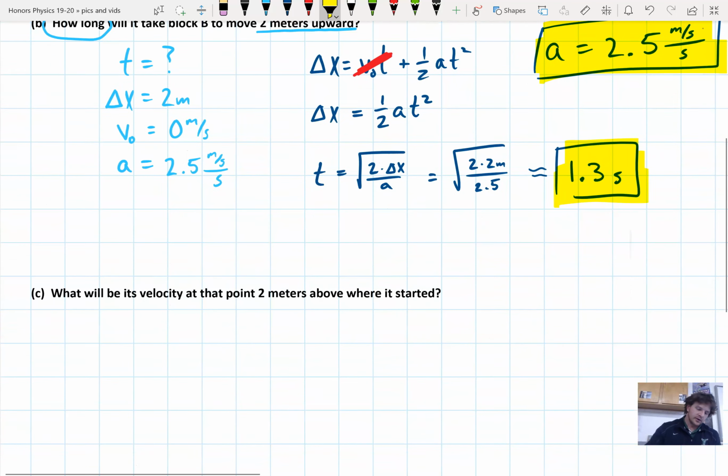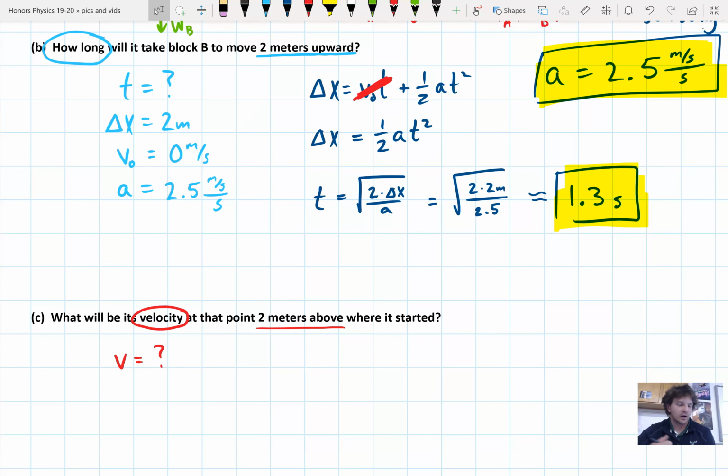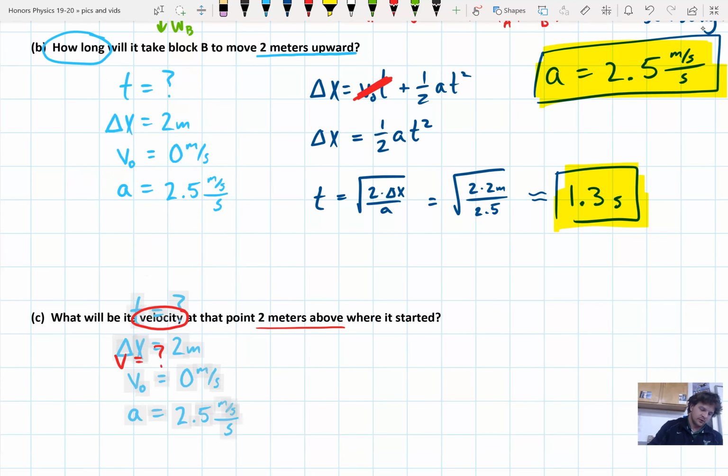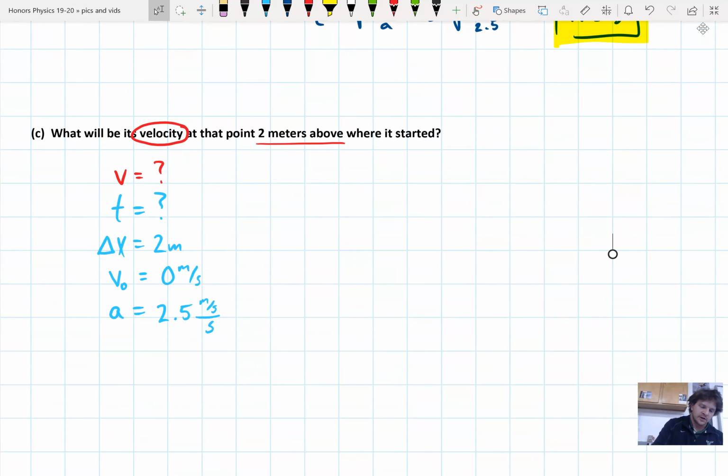And our third part is saying, hey, what will its velocity be? So again, it's asking me final velocity at that same point 2 meters above where it started. So it's after it's done all the same stuff from part B, how fast will it be going? That's what it's asking. So since it's all the same stuff, let's just steal all of these motion values and put them down here. The only difference is now we actually know the time. The time was, you just figured out, 1.3 seconds.